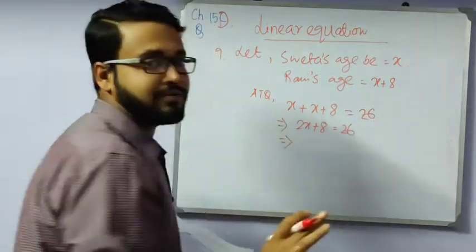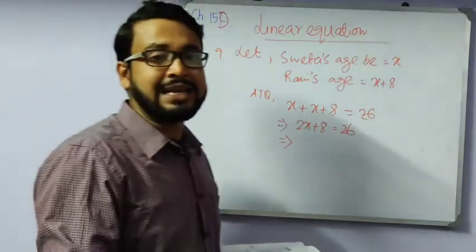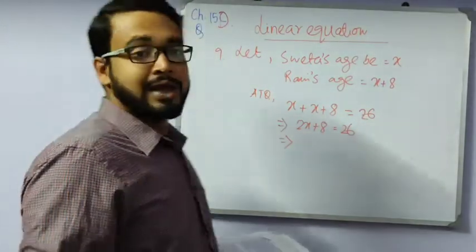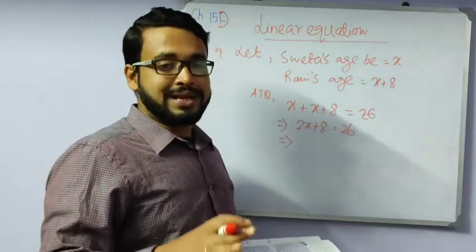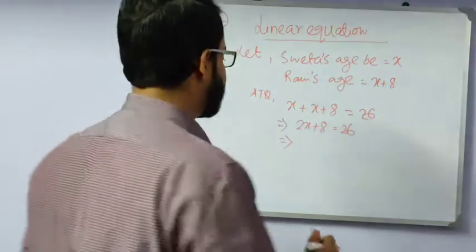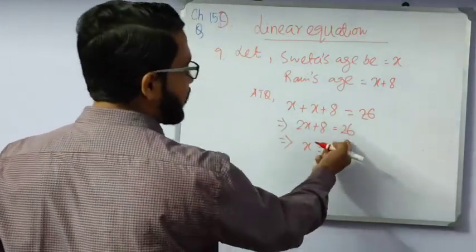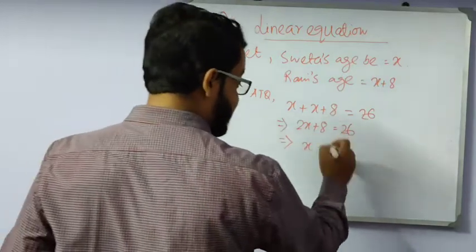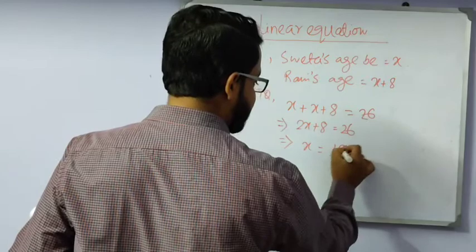Watch it very carefully. There is one step jump in this math because we are at the ending of the videos, and after 1 month we are in class 7. So we have to manage some lines to do more maths in our exam. So x is equal to, what we have to write? 26 minus 8. That means 18 by 2. That means 9.